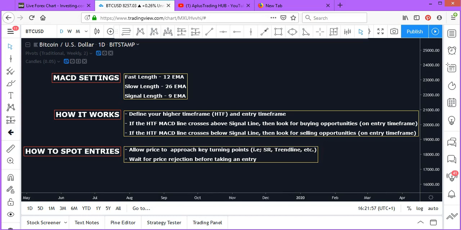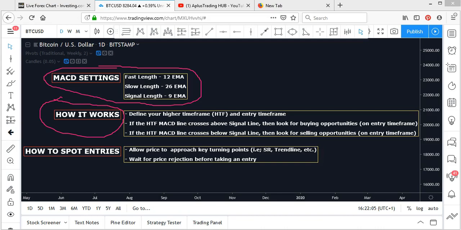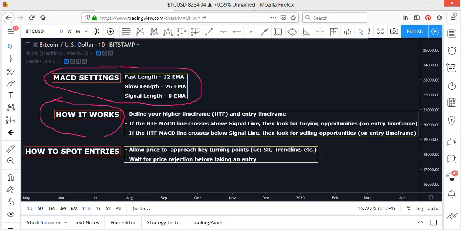Then this is your settings for the MACD. Don't forget, this is the settings for MACD here, and this is how it works. You define your higher time frame and your entry time frame, after which these are the steps you need to take to spot your entries when you are using the MACD indicator.